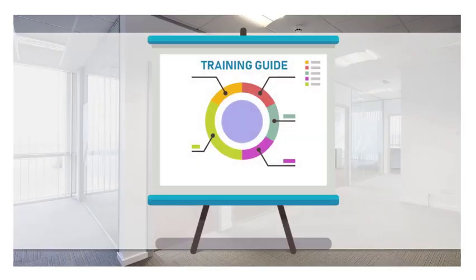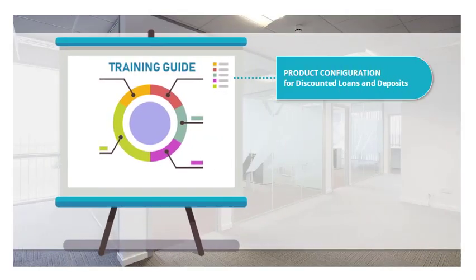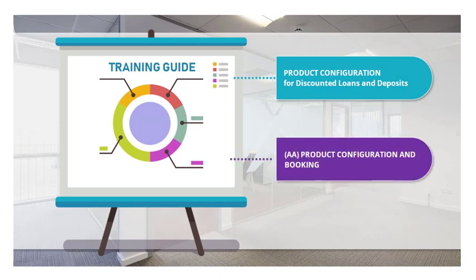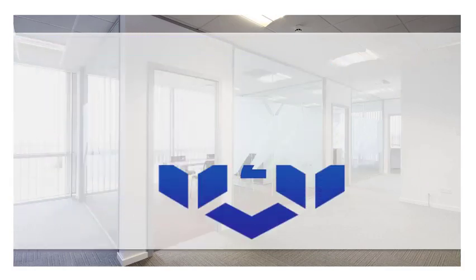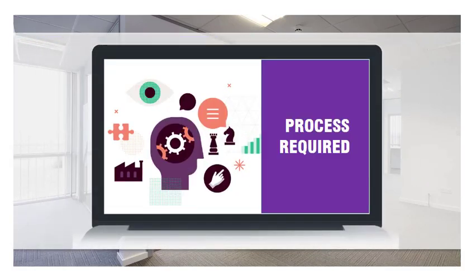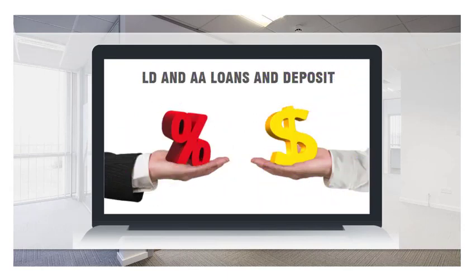This training guide will cover the product configuration for discounted loans and deposits, as well as Arrangement Architecture, AA, product configurations, and bookings. This training guide is divided into 2 parts. Each part describes the process required to set up and book both LD and AA loans and deposits. So, let's begin.